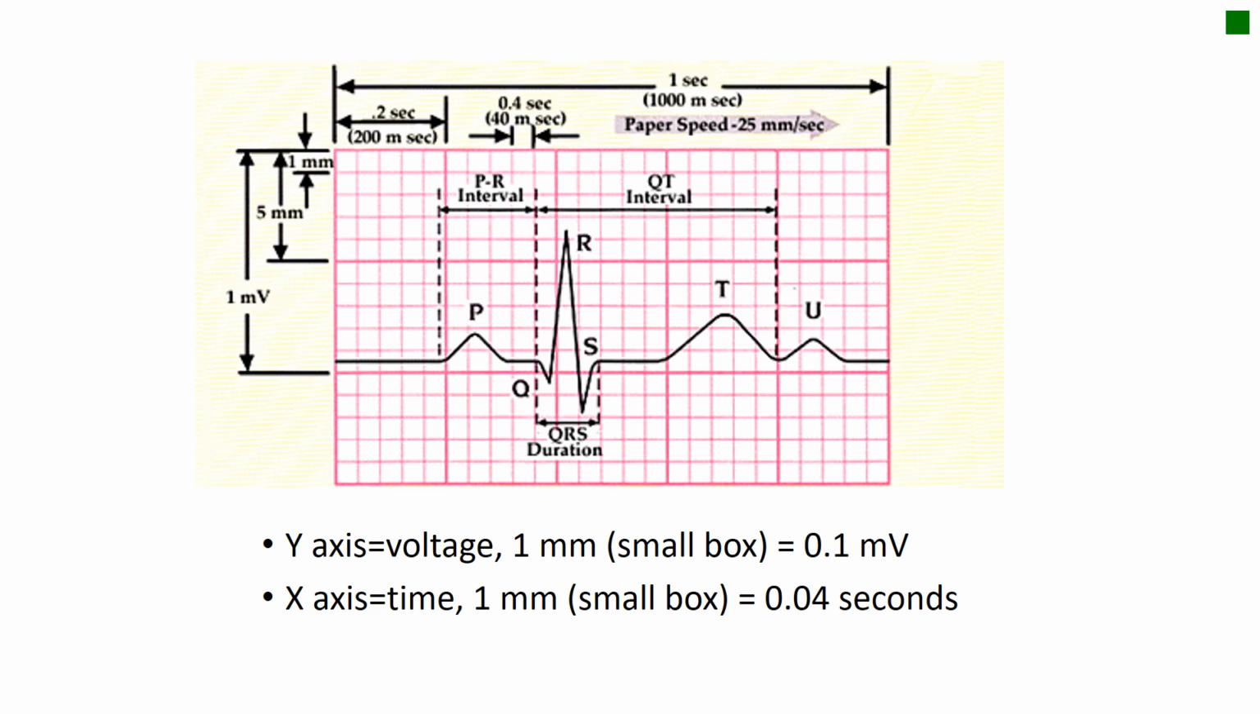So often when you see an ECG trace, it's written on a graph, and on the x-axis, 1 millimeter here is one small box, which relates to 0.04 seconds, because it's a graph with time on the x-axis and voltage on the y-axis. And one small square on the y-axis relates to 0.1 millivolts.